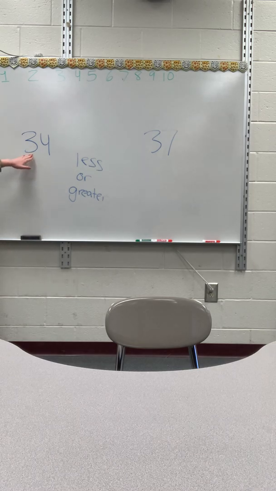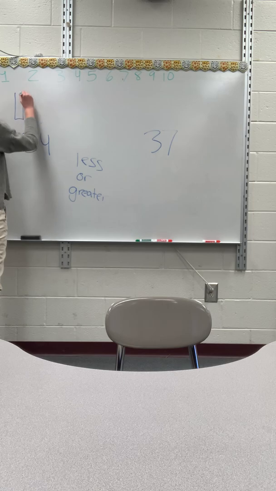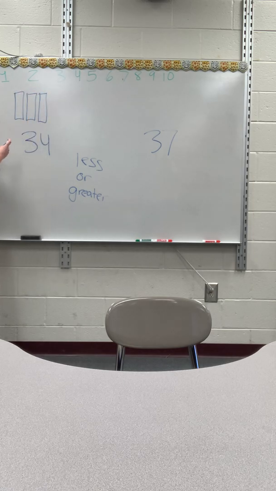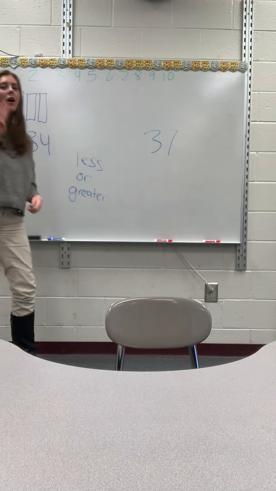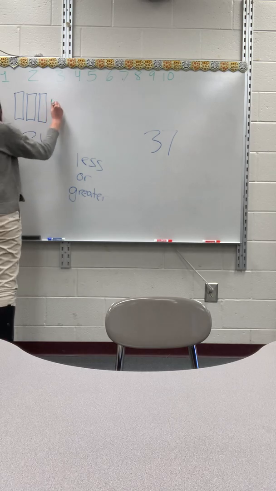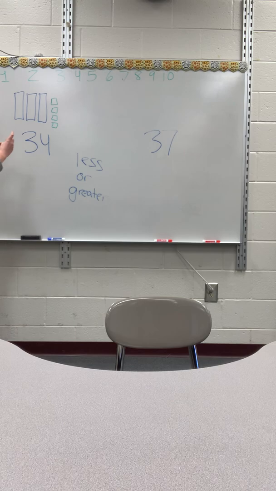If we look at our number in the tens place, what number's there? It's a 3, so we'll have to draw 3. So we'll have to draw 1, 2, 3 to make it 10, 20, 30 to match with our tens place. And what number's in the ones place? It's 4, so we'll have to draw 4 blocks to represent our ones. 1, 2, 3, 4 to make it 10, 20, 30, 31, 32, 33, 34.